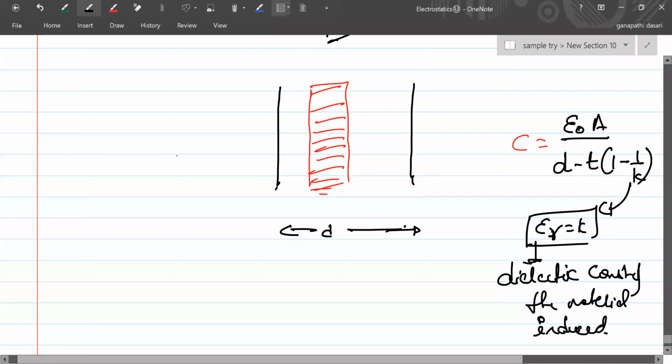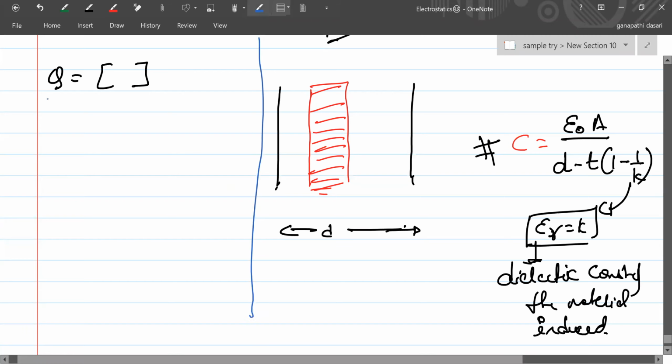This can be easily derived. If you have a doubt the first time, it can be derived in the same way as the previous capacitor. What did I say? You rearrange the formula as Q equals some constant into V, where V is the potential difference between the positive charge plate and the negative charge plate. Then this constant is nothing but the capacitance.